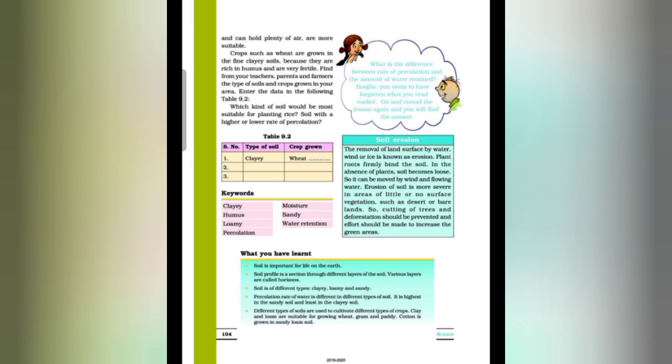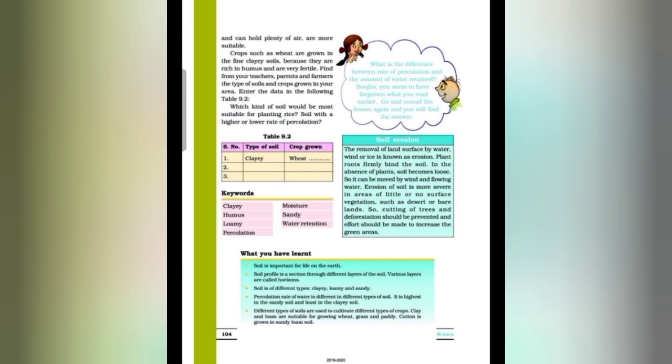Find out from your teachers, parents and farmers the type of soil and crop grown in your area. Enter the data in the following table, 9.2, that you have to do by yourself. Which kind of soil would be most suitable for planting trees? Soil with a higher or lower rate of percolation? So you have to fill in table 9.2.